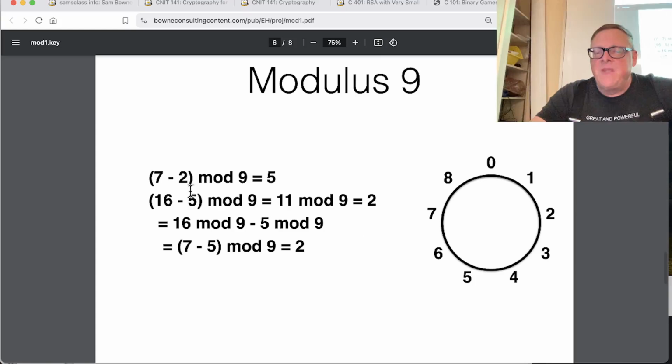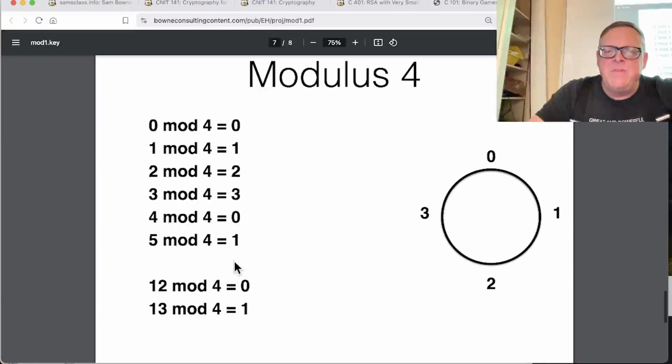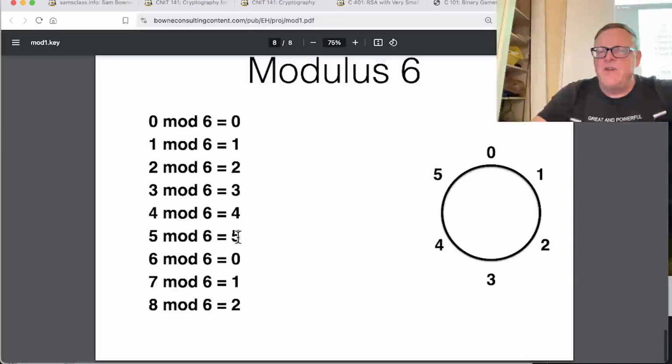You can do subtraction, 7 minus 2 mod 9, and so on, and you can do the subtraction first and then the modulus, or you can do the modulus on each term separately and then subtract, and you'll get the same answer. So here's some examples. If I work at mod 4, it's even simpler. There's only 4 numbers. So 0, 1, 2, and 3, mod 4 remain the same, but 4 mod 4 is 0, and 5 mod 4 is 1, and so on. Here's modulus 6, 0, 1, 2, 3, 4, 5. And when you get up to 6, it's 0, and 7 is 1, and 8 is 2. 8 mod 6 is 2, because 6, 7, 8.